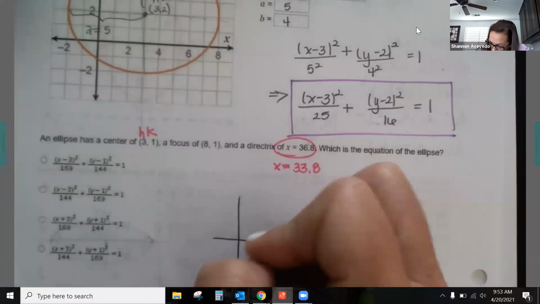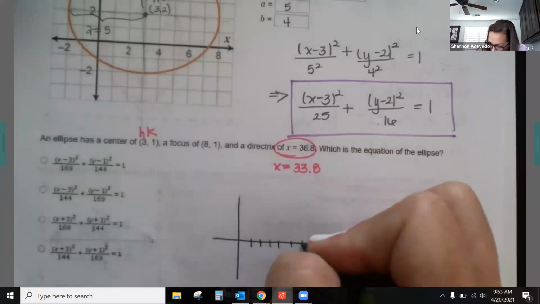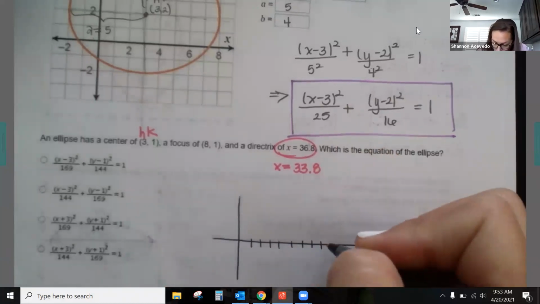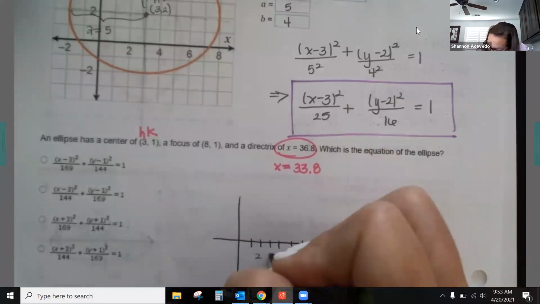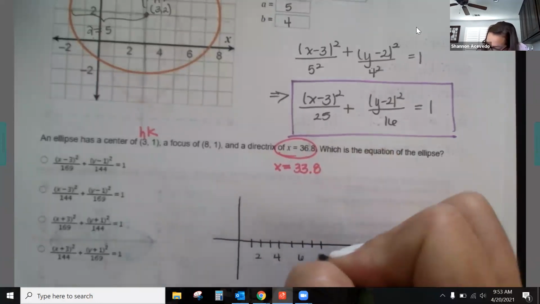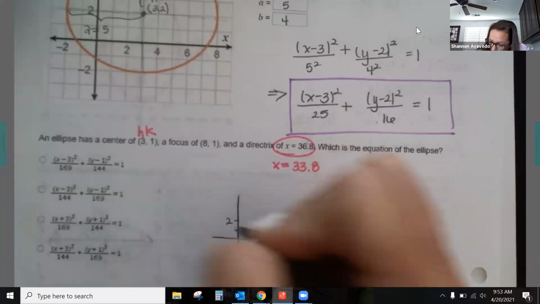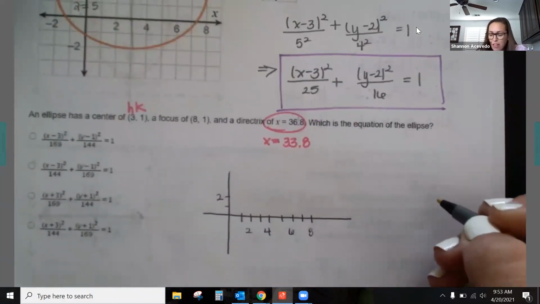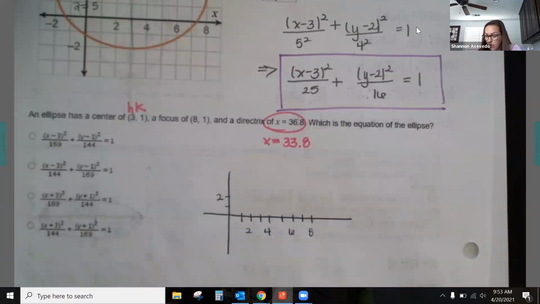So I'm going to do 1, 2, 3, 4, 5, 6, 7, 8, 2, 4, 6, 8, 1, 2. I just draw kind of what I know I'm going to need for the graph. It doesn't need to be something elaborate or anything like that.